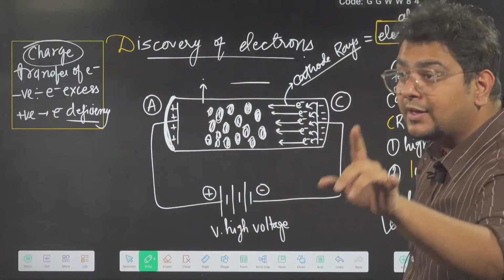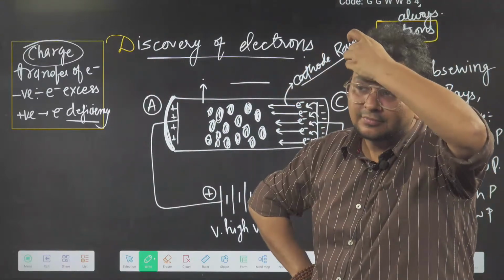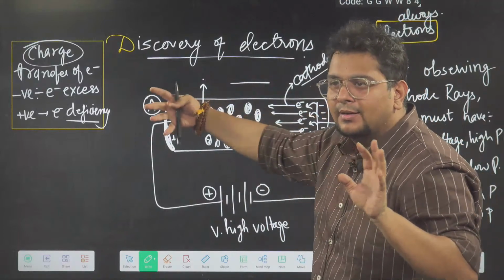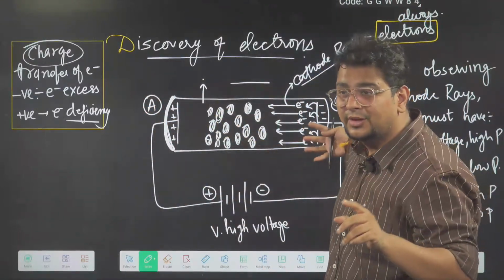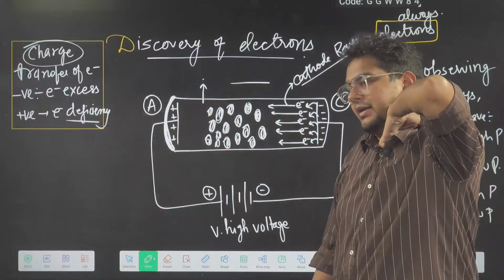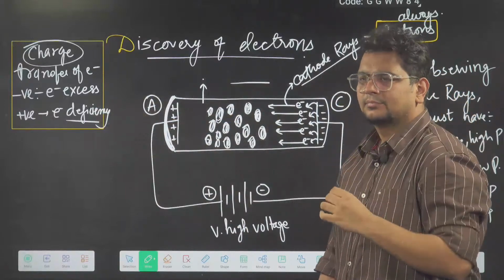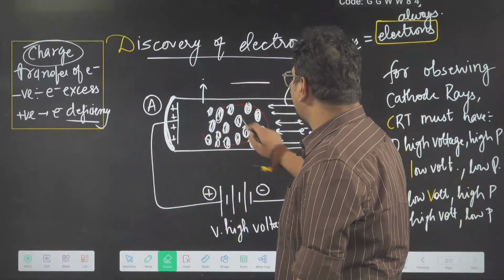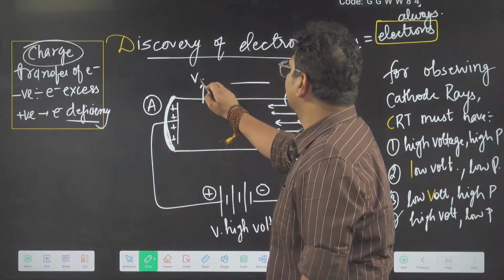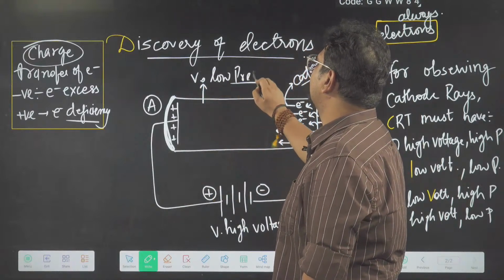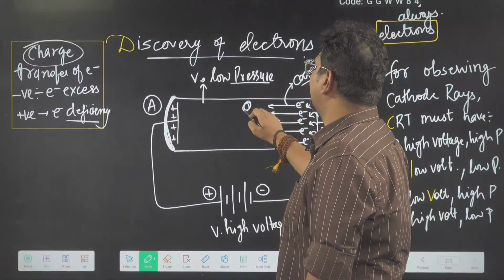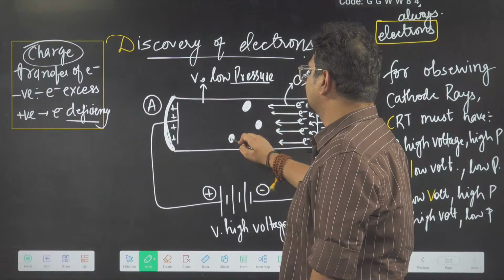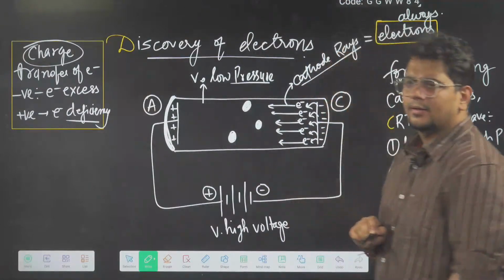So will you be able to observe cathode rays at high pressure? Will they reach there? No. That's why what is required? Very low pressure is required. When you have very low pressure, gas molecules are very few. Clear?